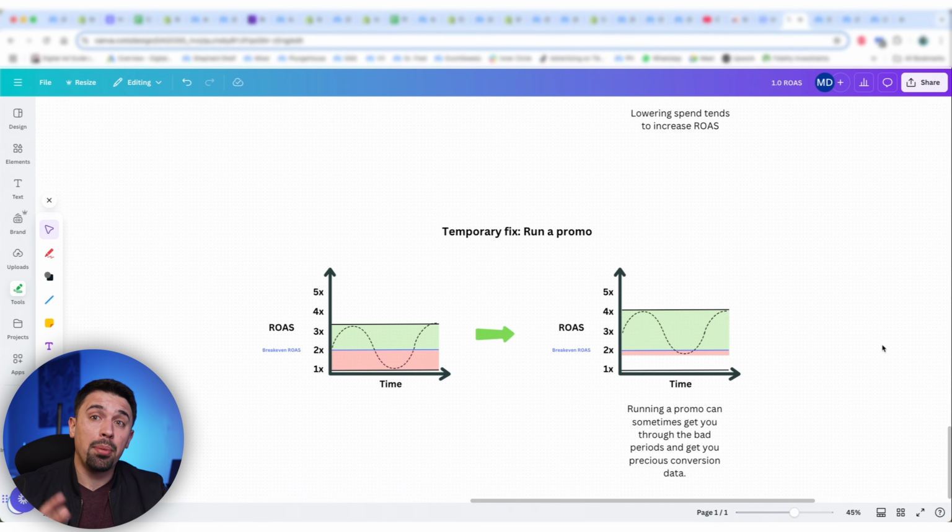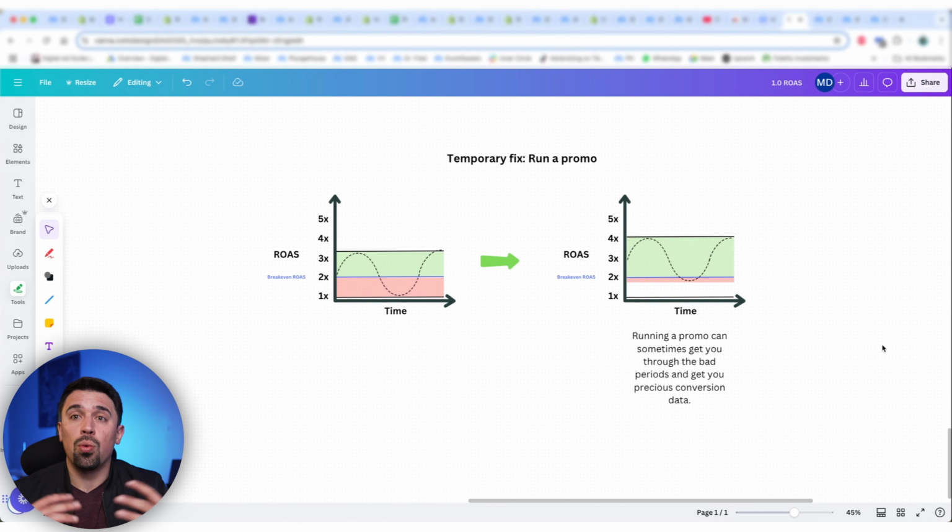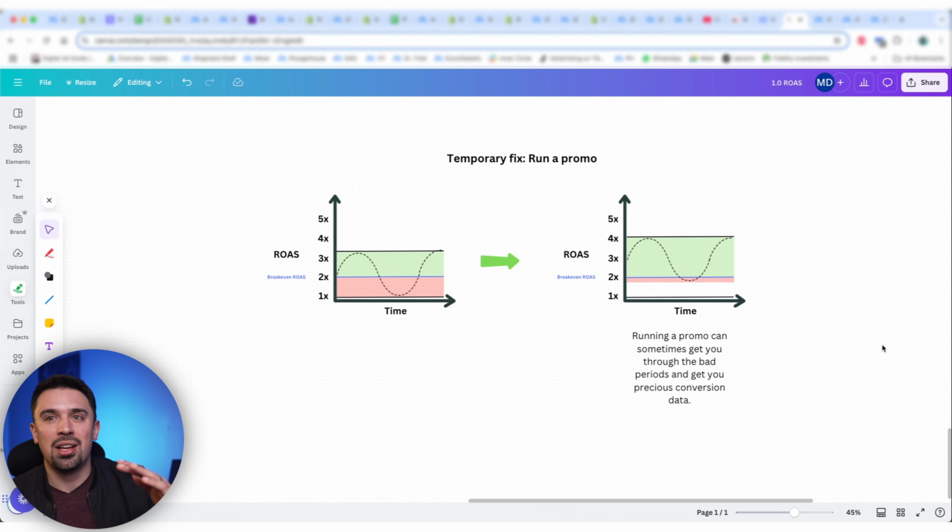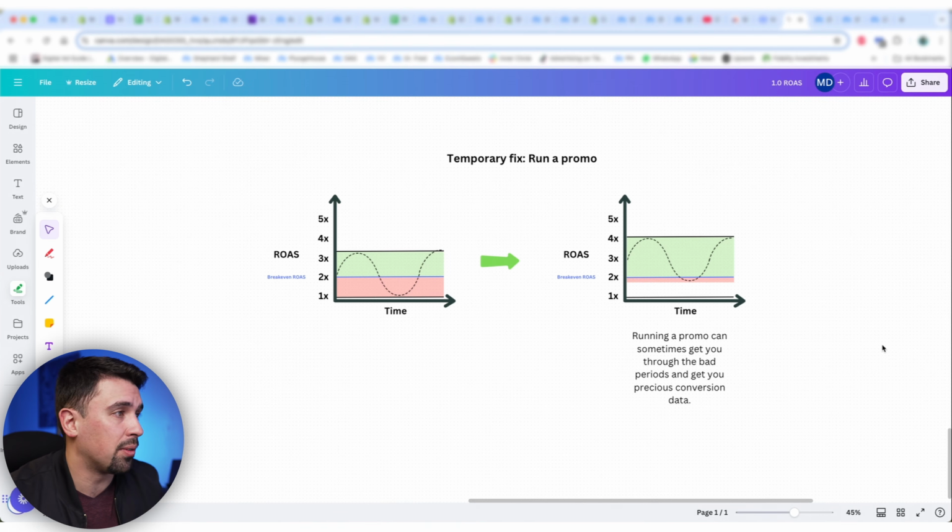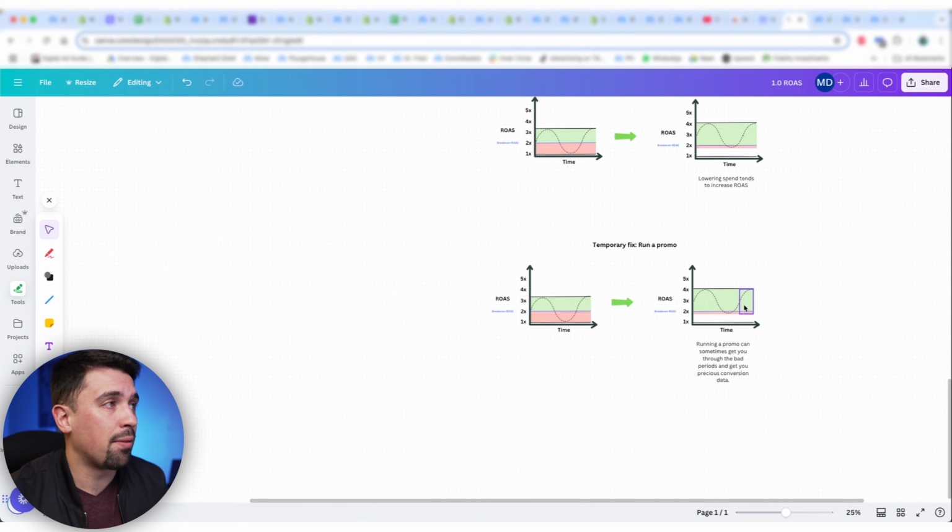So a temporary fix that you can try is run a promotional. This can flood your ad account with conversion data, right? And sometimes that can get you through the tough periods, right? Sometimes we see, like on a macro level, we have a downturn in performance, and savvy business owners will run a promo during that period just to kind of smooth out that bump, right? So I recommend you try that sometimes. You know, that can get you through the tough times. So those are the tips that I have for you today.